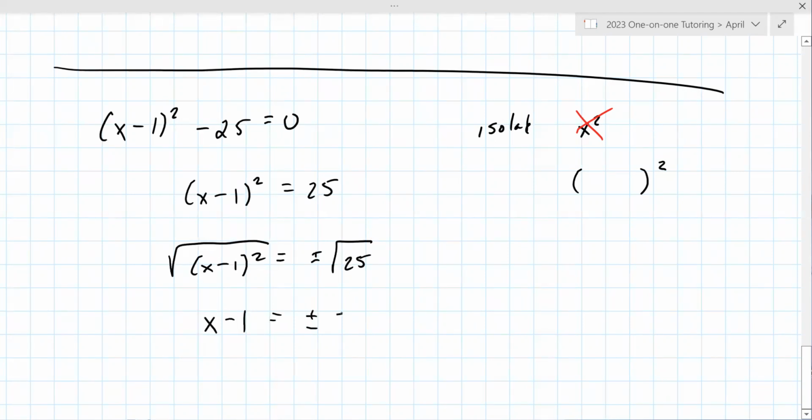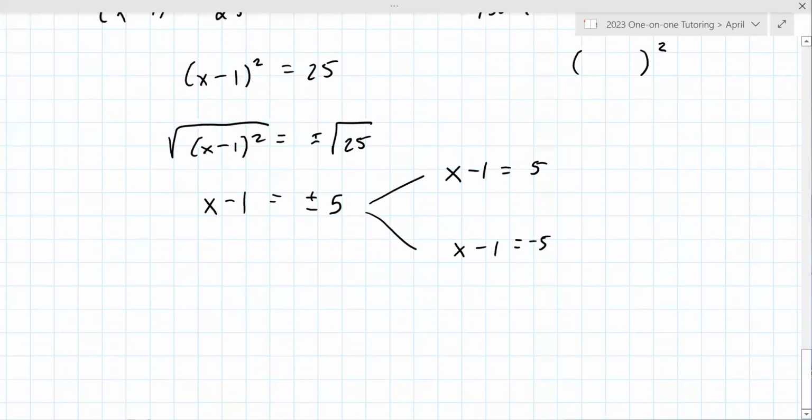So there's two possibilities, and you either write them horizontally like this, x minus 1 equals 5, or x minus 1 equals negative 5, or you can write them vertically. It doesn't matter, you pick, but you have to solve both of these now. You can't just solve one of them because it looked better than the other. You have to do them both.